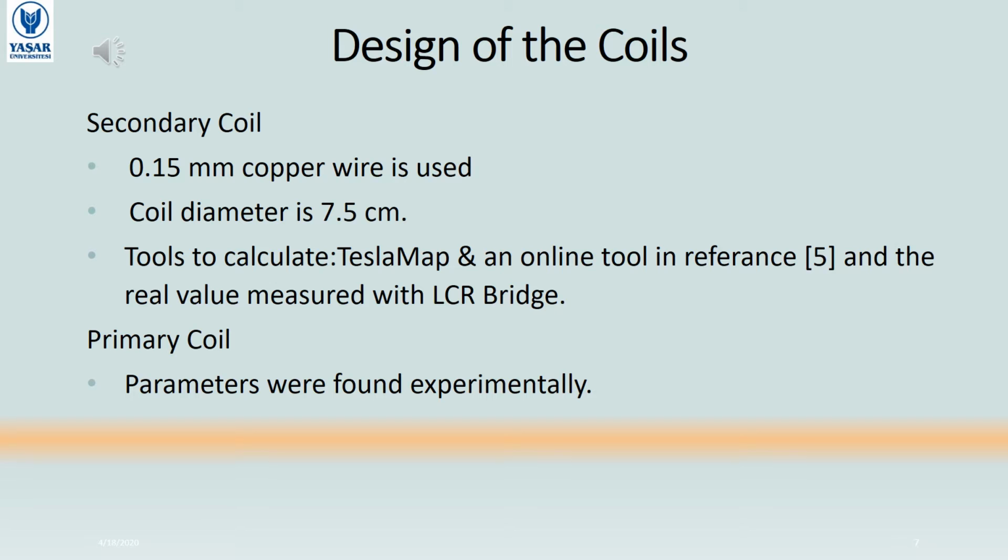Design of the coils. For the secondary coil, 0.15 mm copper wire is used, and the coil diameter was taken as 7.5 cm to get a higher inductance value. The coil inductance value was calculated with different tools, which are Tesla Map and an online tool, reference 5, and compared with each other, and the real value was measured with an LCR bridge. The results are given on the next slides. For the primary coil, parameters were found experimentally according to sparks and wireless electricity transmission quality.